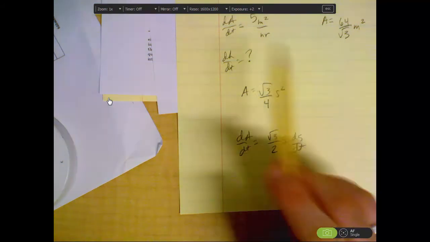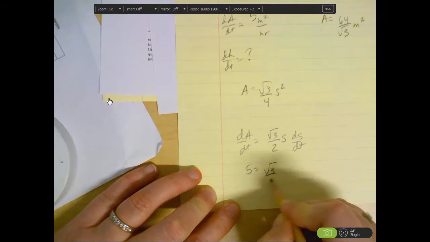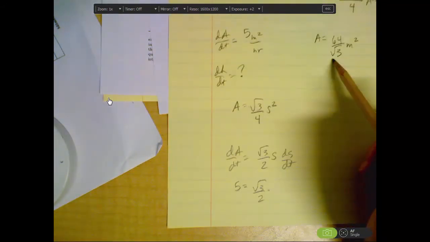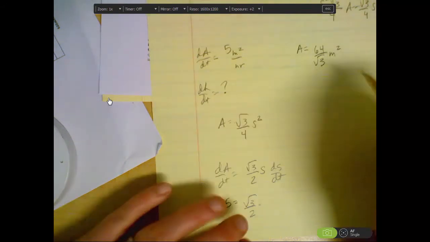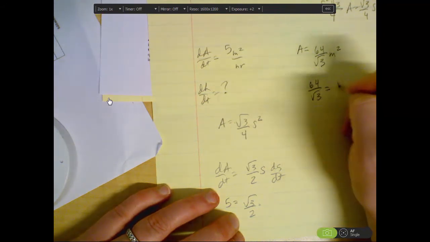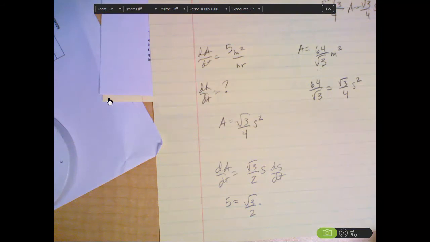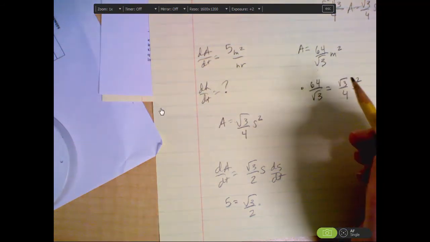So what do we know? Well, we know dA/dt is 5. We know root 3 over 2. We don't know S, but they tell us that at this particular instant, this is what the area equals. So if we set this equal to root 3 over 4 S squared, and we solve for S. Hopefully you recognize, multiply both sides by the reciprocal.